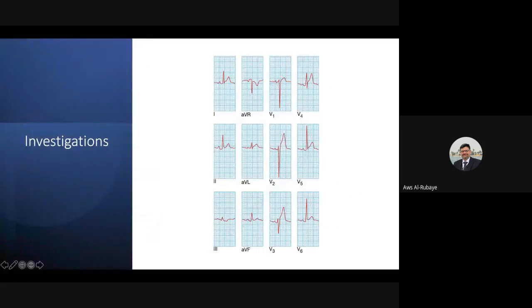This is the ECG of a patient with pericarditis showing widespread ST elevation and PR depression. In aVR, it is the reverse. You see ST segment depression with PR interval elevation. The ST elevation is concave up.